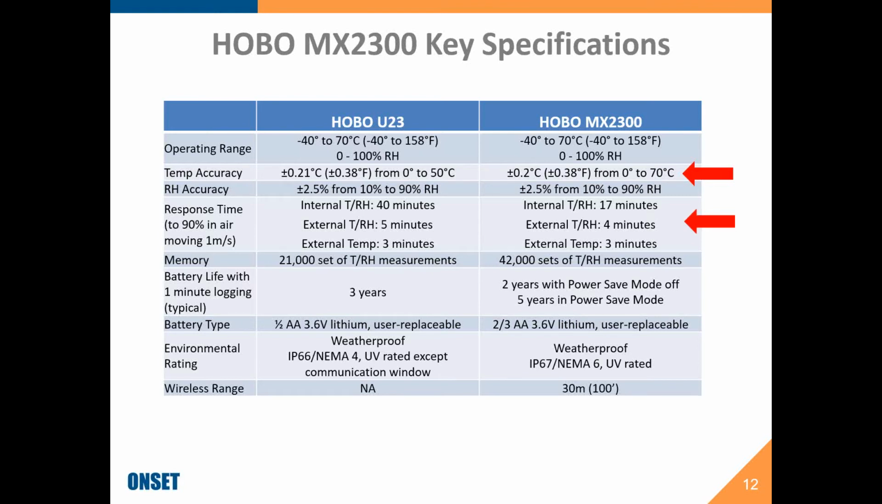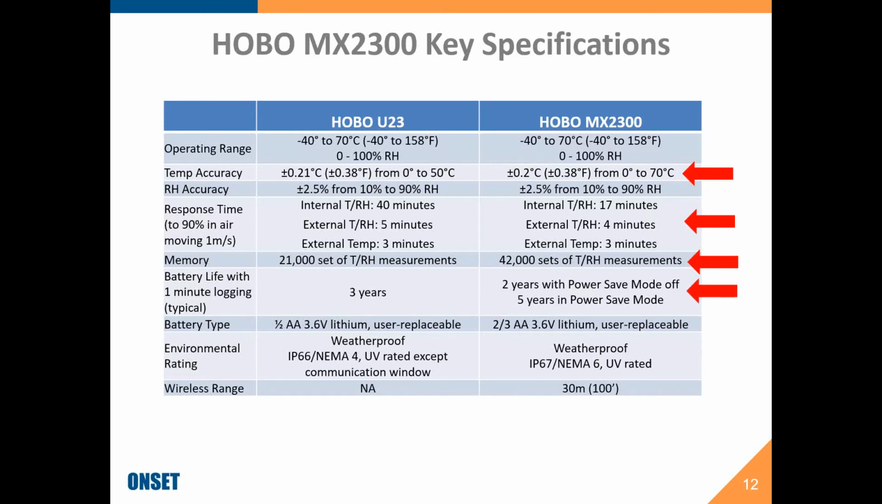The response time has been improved for the 2300s. For the internal temp RH sensors, it's now 17 minutes versus 40 minutes that it was before. And if you're looking for a faster response time, you may want to use the external probes. Those have a 4-minute response time for the temp RH sensor, or 3 minutes for the temperature sensor. The memory capacity is double what the U23s had at 42,000 sets of temperature and humidity measurements.